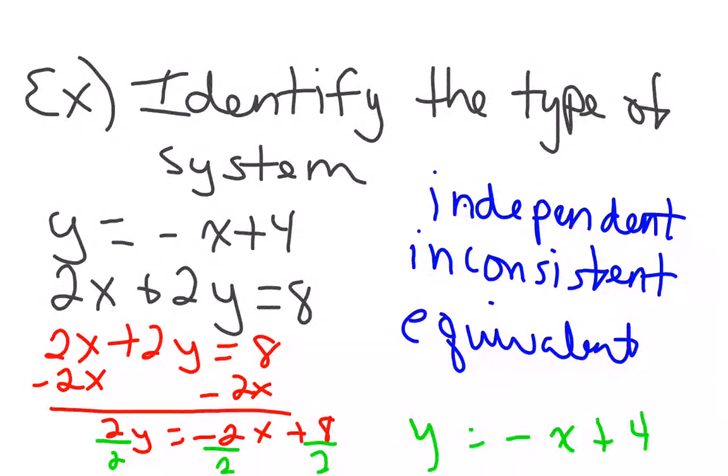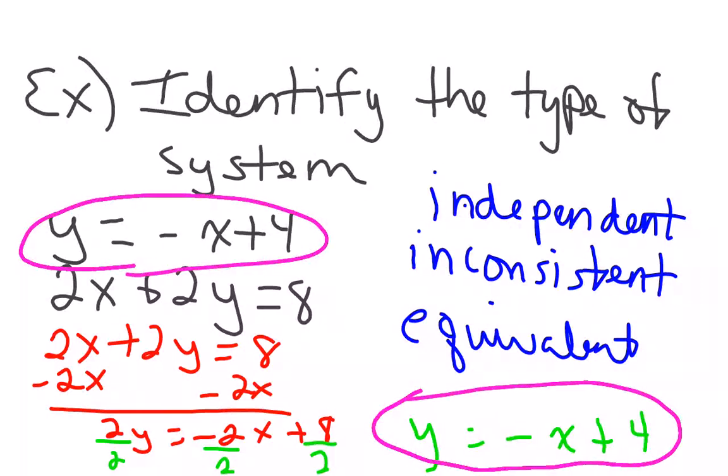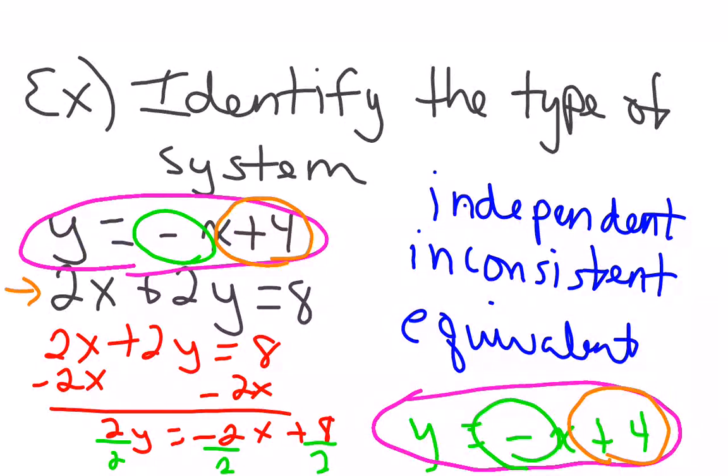So we have our two equations here. Let's take a look at them. We have this one and this one now that we have them solved for y. And what do we notice about them? First and foremost, they have the same slope. Okay, so that tells us something. But in this particular instance, they also have the same y-intercept. So notice they're the same equation. So even though it looked very different when it was written as 2x plus 2y equals 8, what we realize is they're the same equation. So in this case, if we're identifying the type of system, we would say this one would be equivalent.